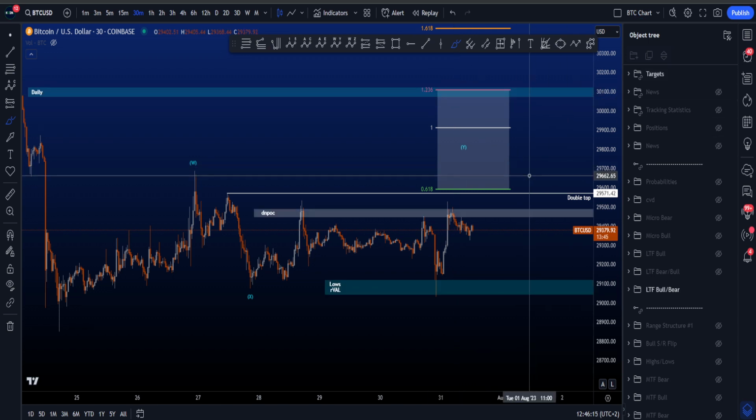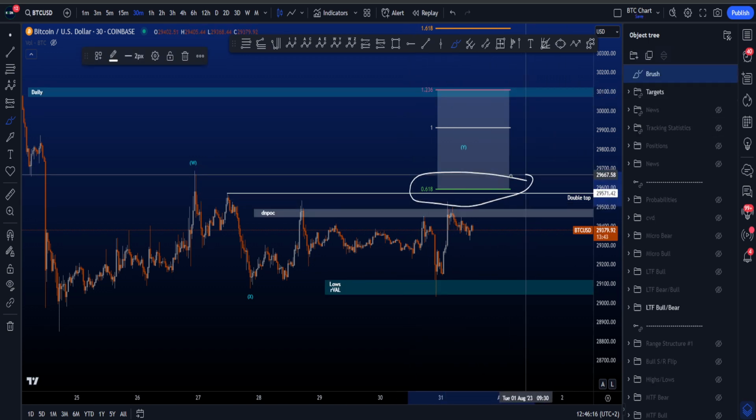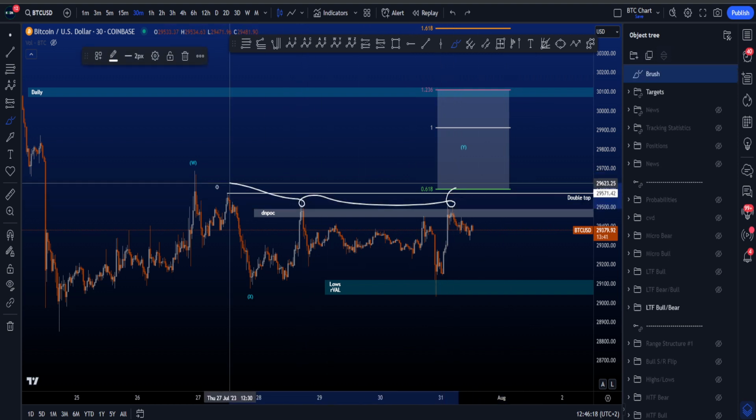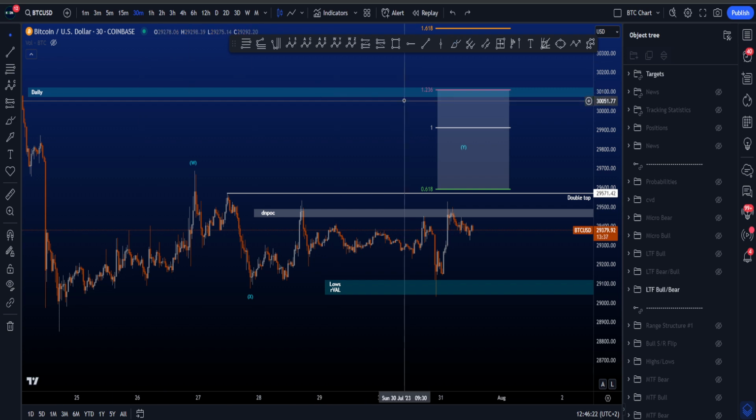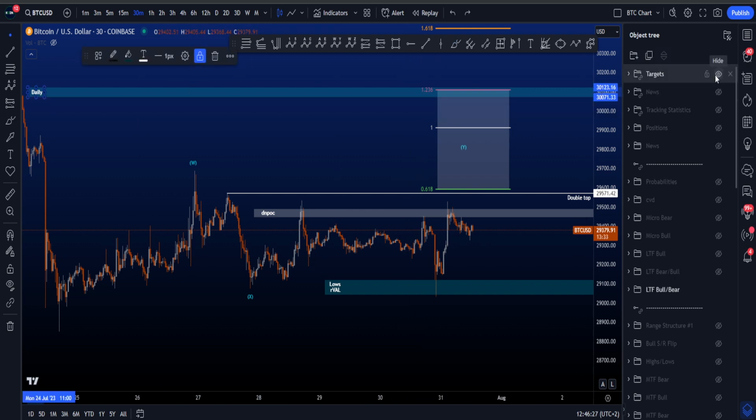And what is nice actually about this target area is that the 0.618 is around the triple top that we have over here, and the 1.236 is in confluence with my blue target box above at 30k to 30.1k.